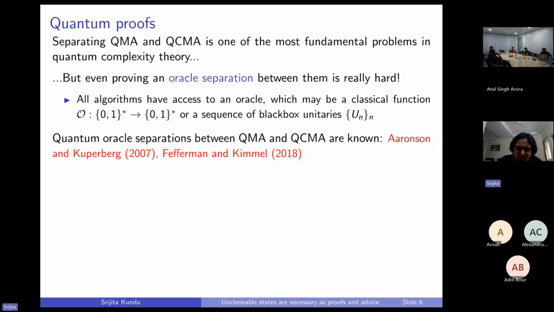Yeah. I mean, if you wanted the most general model, you would give access to the inverse as well.